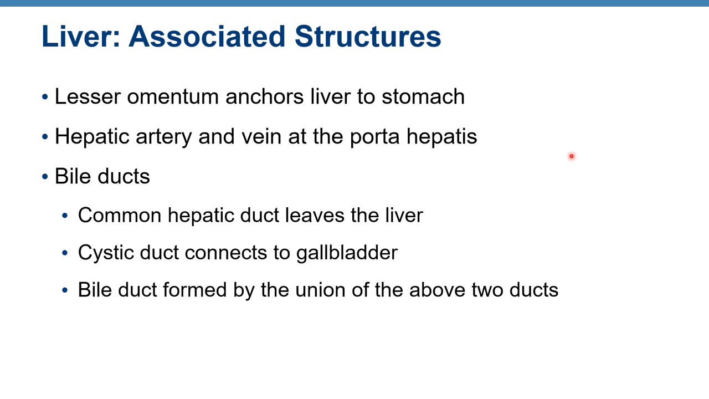So the lesser omentum anchors the liver to the stomach. The hepatic artery and vein enter the liver at the porta hepatis. And bile ducts, we already said we have the common hepatic duct that leaves the liver, the cystic duct connects to the gallbladder, and the bile duct is formed by the union of the two above. So we have right and left hepatic ducts, then they join, forming the common hepatic, and common hepatic and cystic make the bile duct.